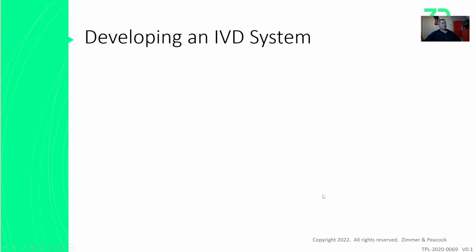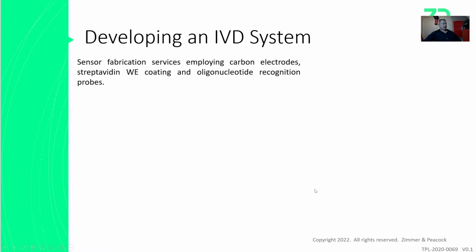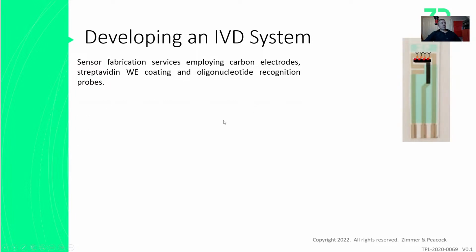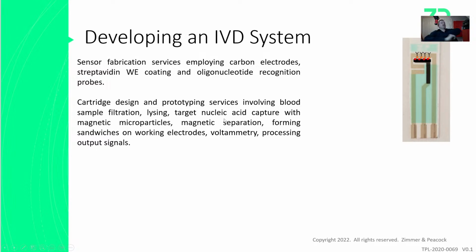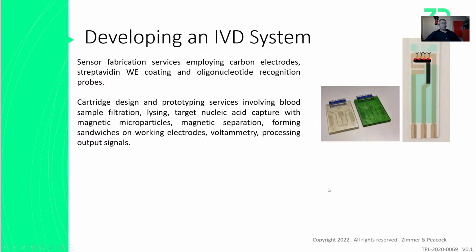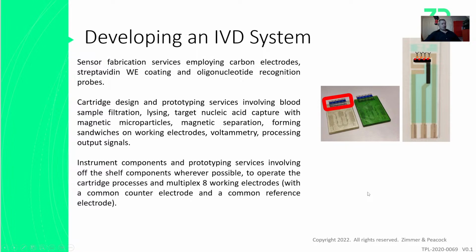Question number one, developing an IVD sensor. Somebody wants to use a carbon electrode using oligonucleotide recognition probes, which is often another word for aptamers. At ZP, we do this quite routinely. I will talk today about cartridge design and rapid prototyping. We have several ways of making a cartridge, including 3D printing. These are the sensors in a 3D printed cartridge here, which helps with rapid prototyping.